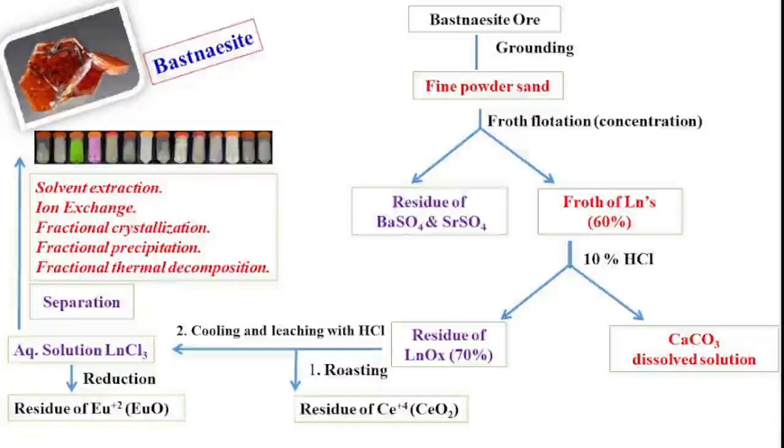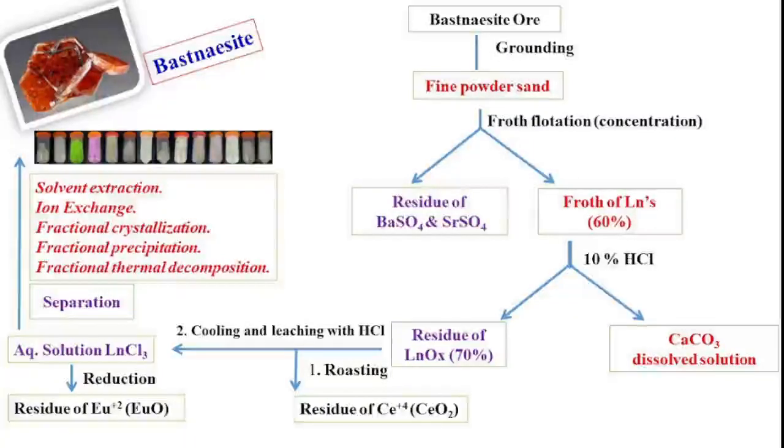In the second step, it is treated with 10% hydrochloric acid, in which the calcium, which is the impurity, is converted into calcium carbonate and dissolved in the hydrochloric acid, and it is separated out by simple filtration. The remaining part is the residue, which exists in the form of lanthanum oxide. This treatment is also part of the concentration, in which the lanthanides are concentrated from 60% to almost 70%.